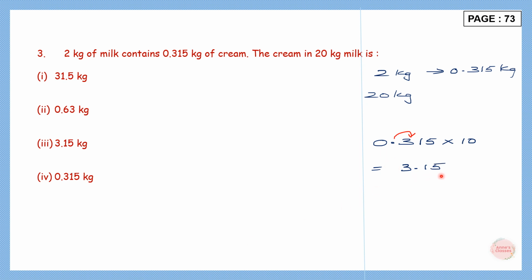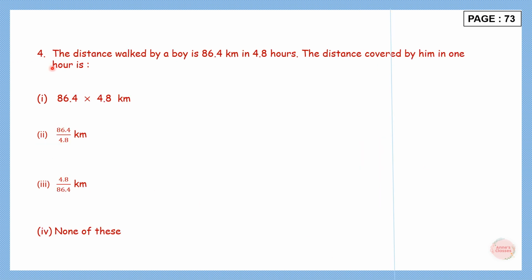So 3.15, that means in 20 kg of milk, there will be 3.15 kg of cream. So you don't have to do any long method. Straight away, just move the point by looking at this. One place to the right. So our answer is 3.15 kg and which option is that? That is option 3. 3.15 kg.